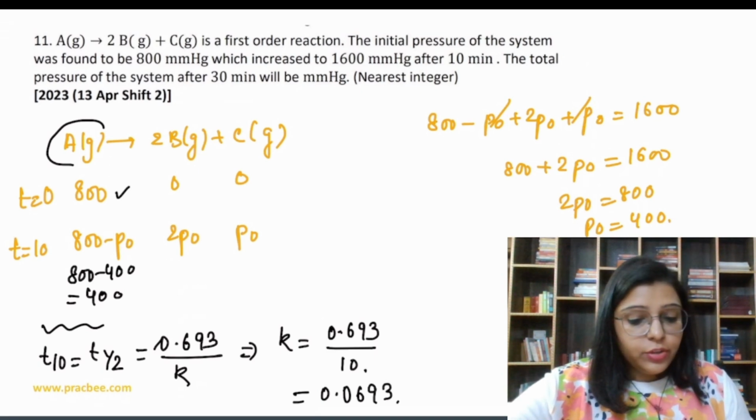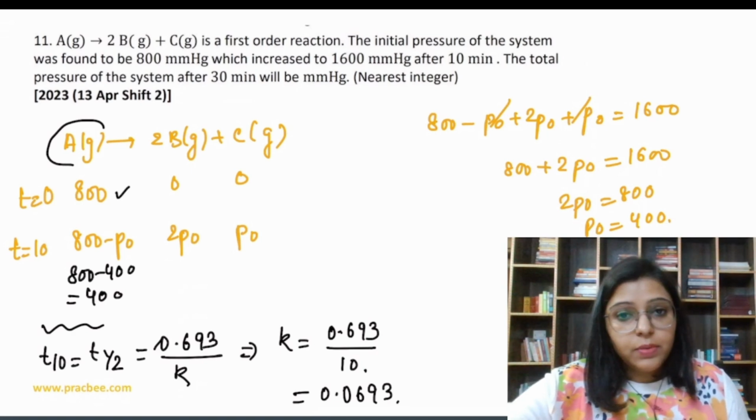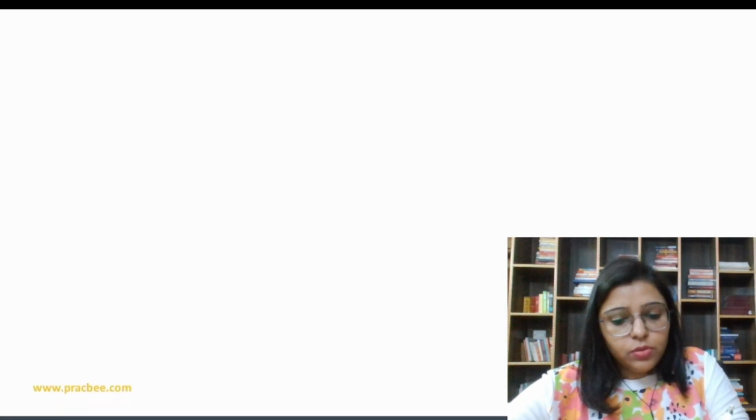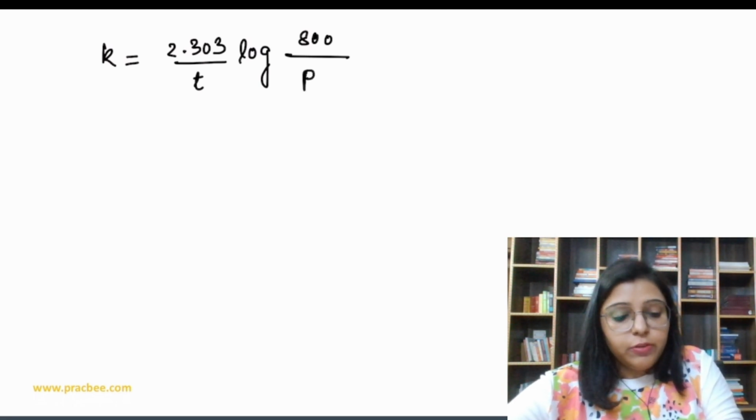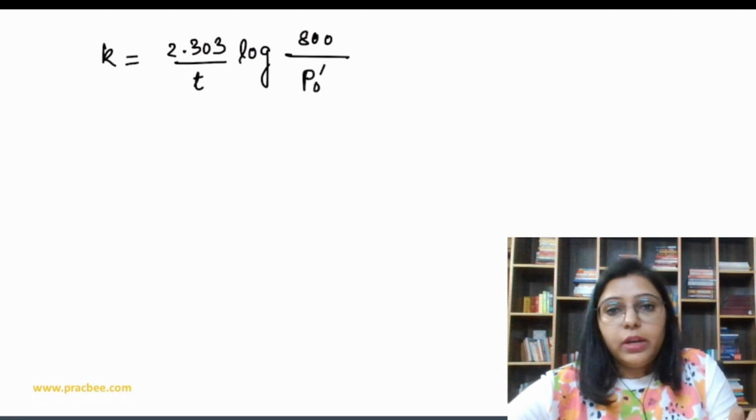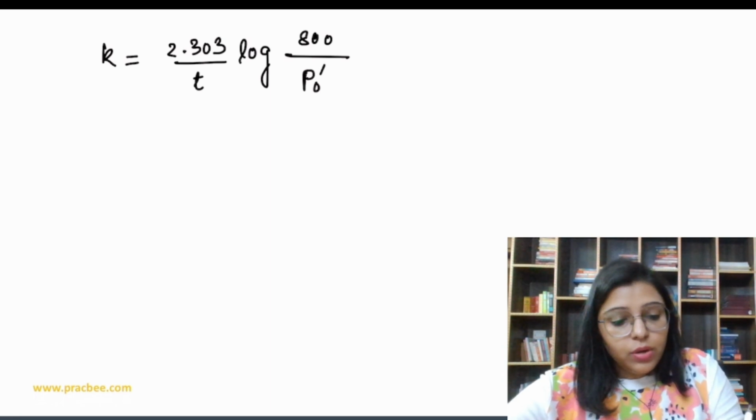Now the question says the total pressure of the system after 30 minutes. So how to solve this? We know that K is equal to 2.303 upon t log of initial pressure 800 and final pressure, which we have to find out. Suppose that final pressure is P dash, or we can say P naught dash.